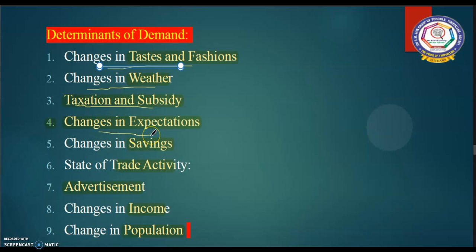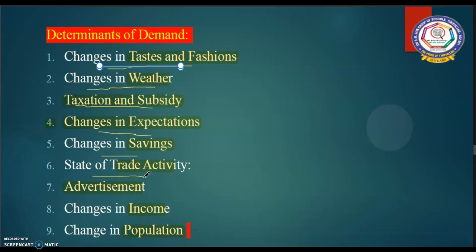Next one, changes in expectations. Expectations also bring about a change in demand. Expectation of a rise in price in future results in an increase in demand. People may be tempted to buy more. They may expect the price of that particular commodity to go high, so with that expectation, they will buy it. Next one, changes in savings. Savings and demand are inversely related.